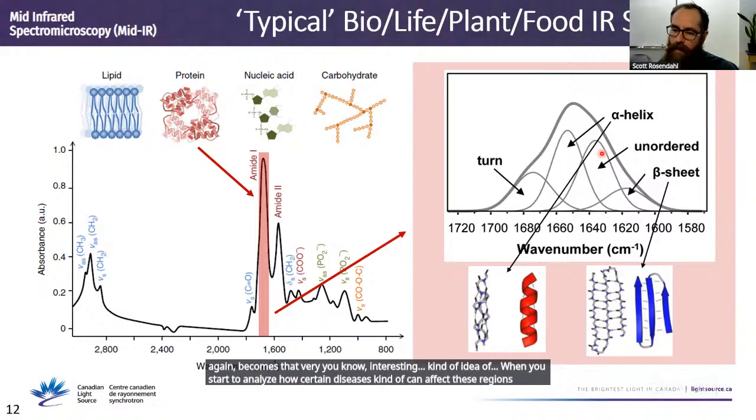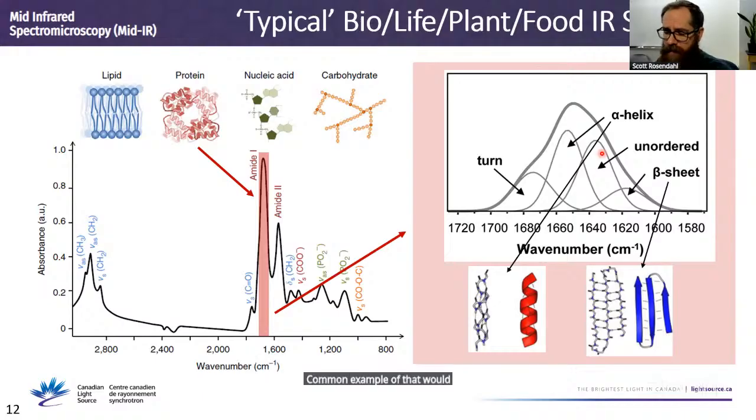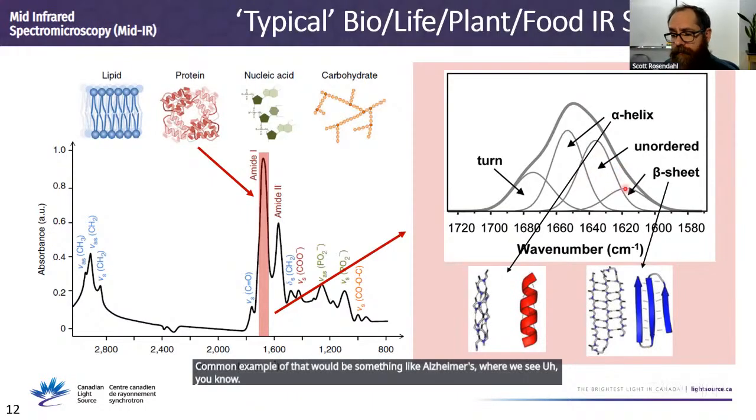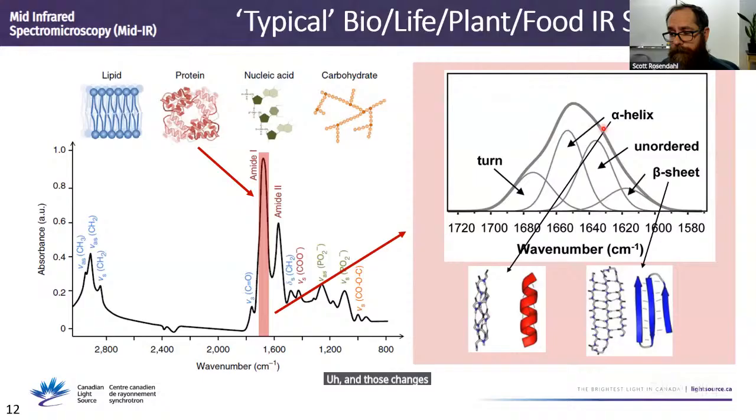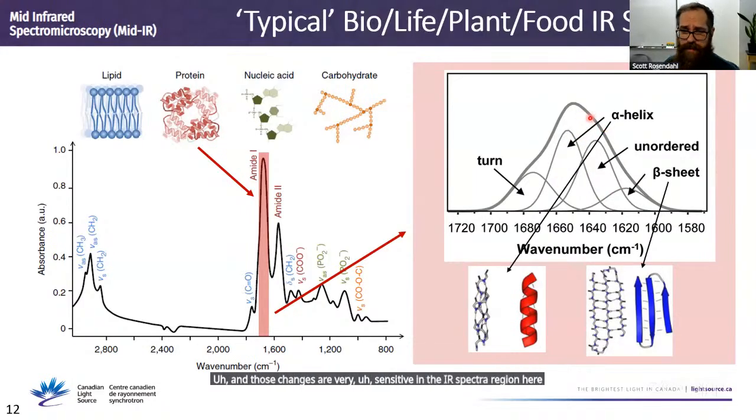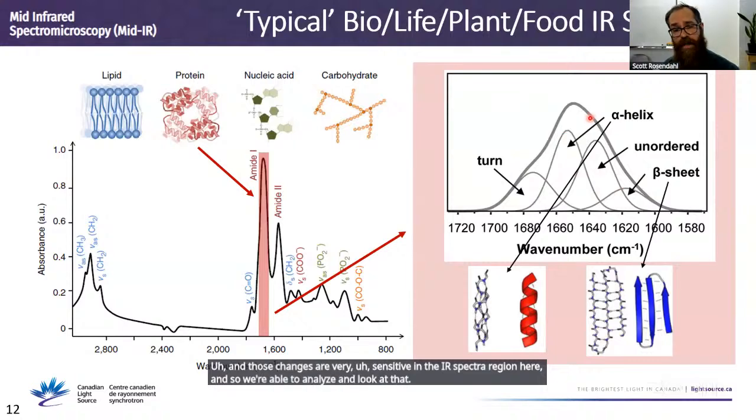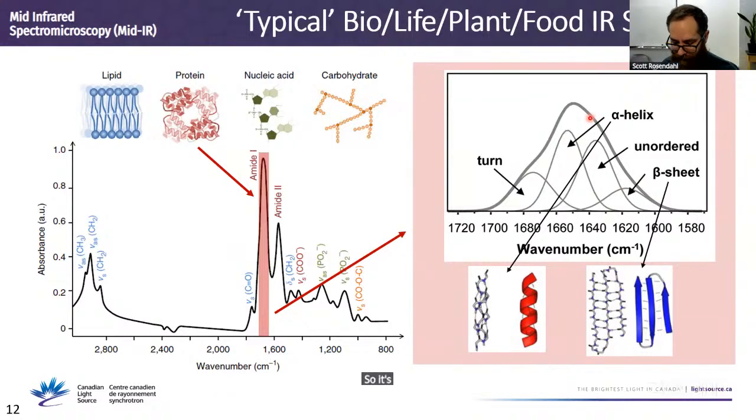And a common example of that would be something like Alzheimer's, where we see breakdown of the secondary structure of these proteins that form these plaques within the brain. And those changes are very sensitive in the IR spectral region here. And so we're able to analyze and look at that. And so it's very useful.